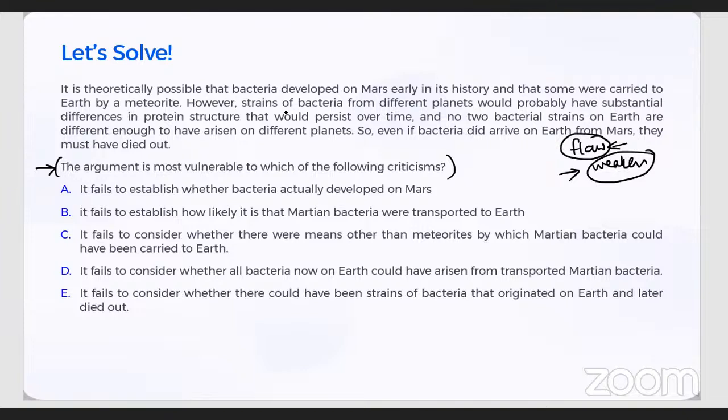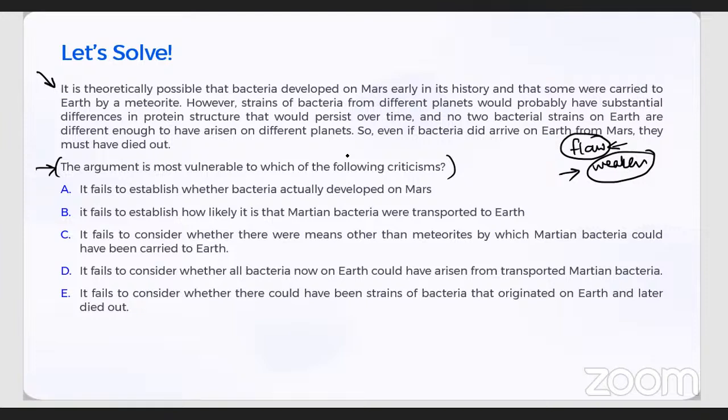Your task is to figure out the flaw in the reasoning. You have to ask yourself, did the author overlook something important? Is there an assumption that they're making without any evidence? Or is there an alternative possibility that hasn't been considered? What is the flaw in the reasoning? Okay, let's just look at the argument. Let's look at the facts that have been presented.